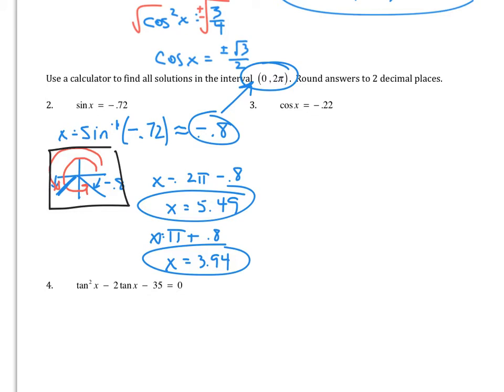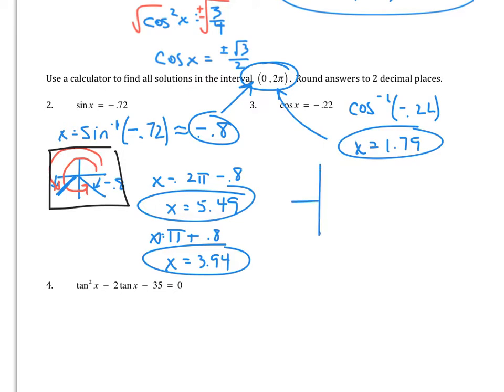All right, in example 3, you're going to do cosine inverse of negative 0.22, okay, and you are going to get an x value of 1.79, which is fine, okay, because that is between 0 and 2 pi. All right, so I'm going to just make a little sketch. So 1.79 gets us to here, okay. Cosine is symmetric across the x-axis, where sine is symmetric across the y-axis.